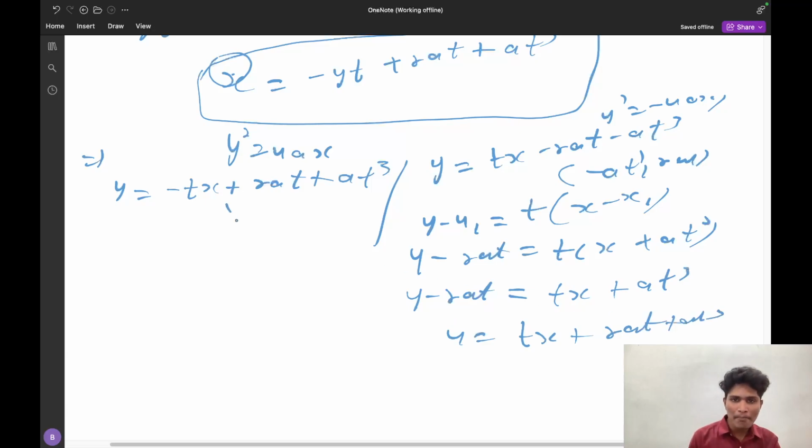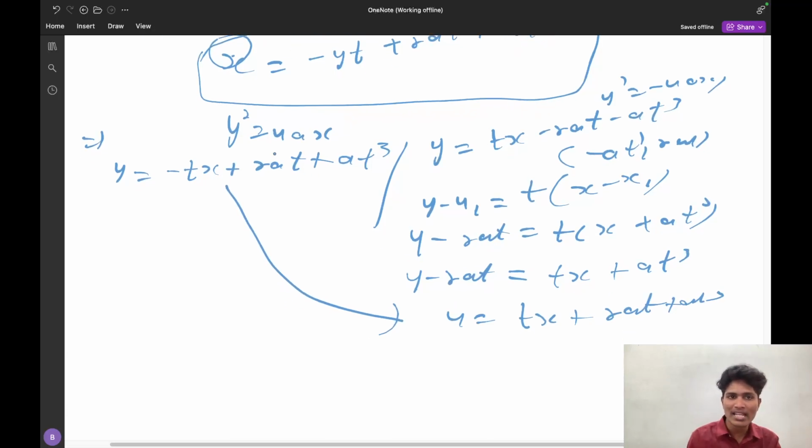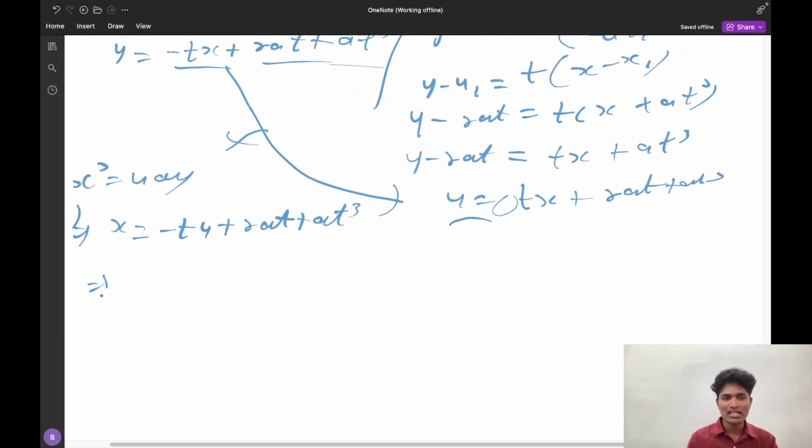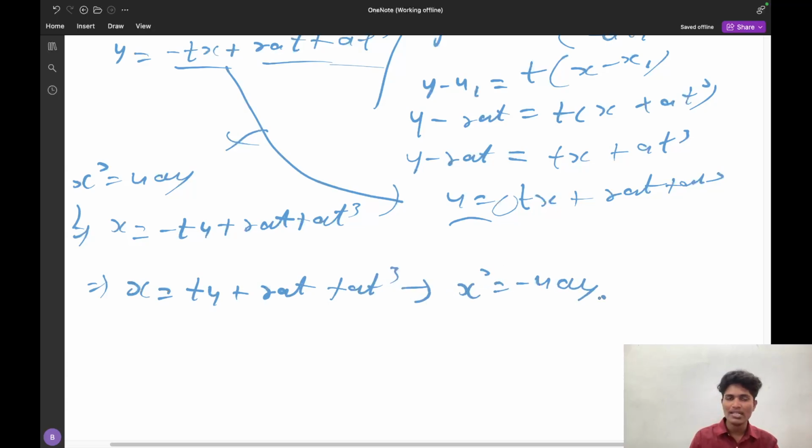Yes, simple thing. For y square equal to 4ax, the equation will be minus tx plus 2at plus at cube. For y square equal to minus 4ax, you will get y equal to plus tx. So for x square equal to 4ay, what is the equation you will get? You will get x is equal to minus ty plus 2at plus at cube. Another result you will get: x is equal to plus ty plus 2at plus at cube. This is the normal equation for x square is equal to minus 4ay. That's it. We have completed the point form and the parametric form.